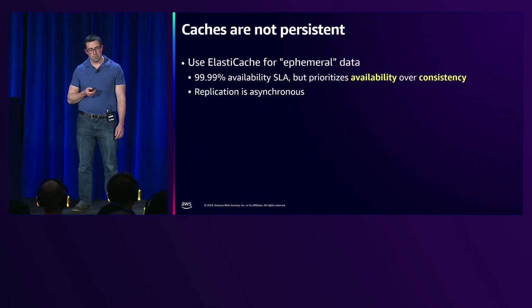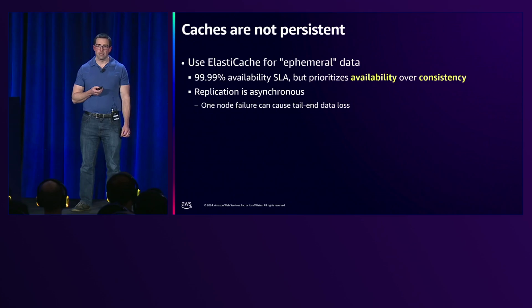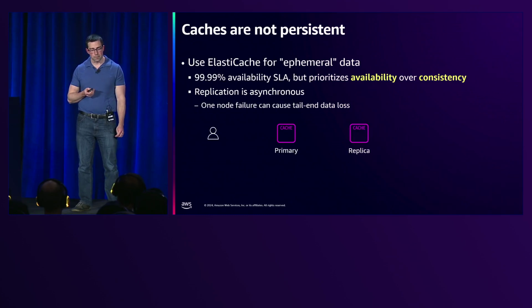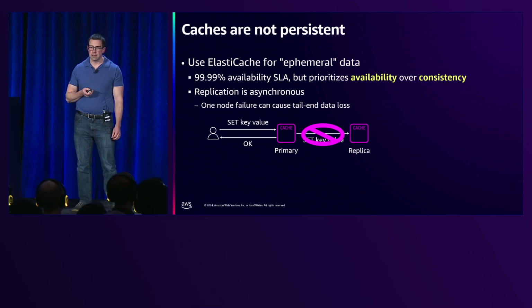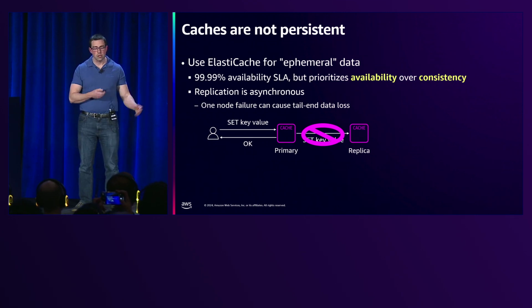What this means for how it's implemented is that replication between a primary and a replica is asynchronous. So a single node failure of a primary can cause tail-end data loss in the system. If you have a user that's writing to a replicated setup with a primary and a replica, they could set a key on the primary and get back an OK, but asynchronously that primary will send the result to the replica. If the primary were to fail before that happens, then that data is lost even though it's acknowledged on the client side.